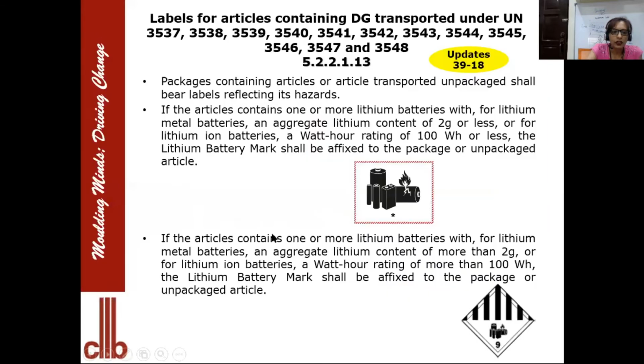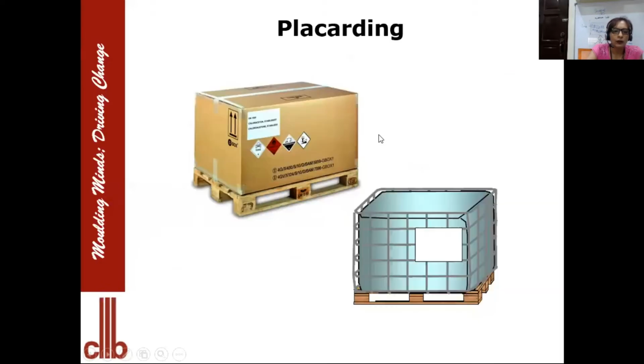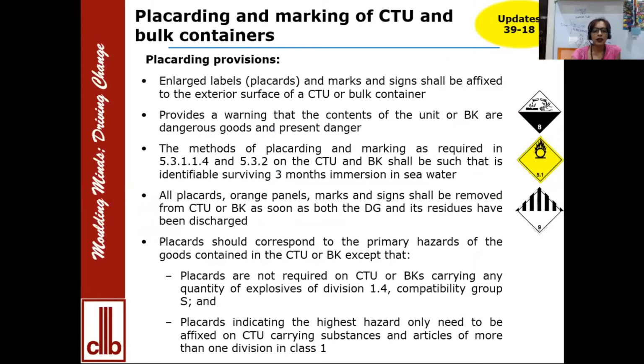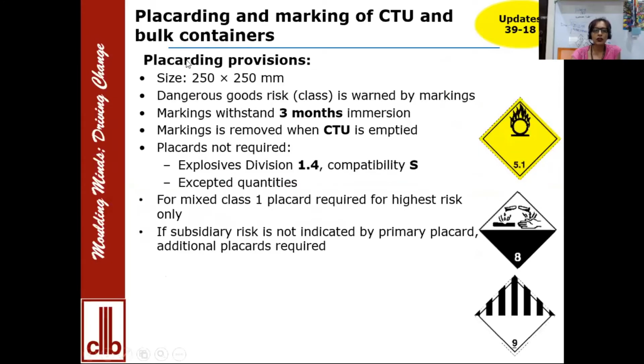So after we finish marking, labeling, and whatnot, we then move on to placarding. Placarding is also like a hazard symbol, but a hazard symbol in a bigger size. The size of a placard is 250 by 250. So here it is about the orientation, that means exactly how many sides you placard depending on the cargo transport unit.